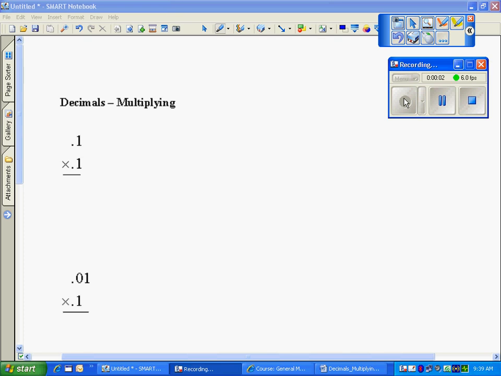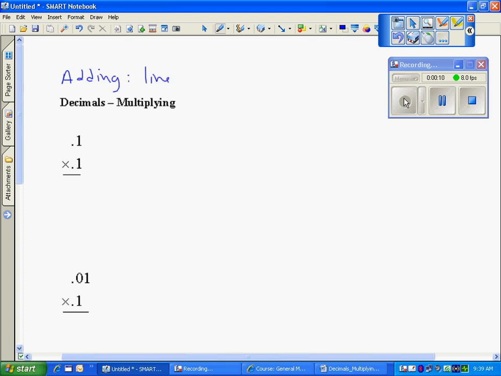This is the first of 2 lectures on multiplying decimals. Let's just go back and recall addition of decimals. When we add decimals, we had to line up the decimal points so that we were adding tenths to tenths, ones to ones, tens to tens, and so forth. But when we multiply fractions, things are a little bit different.